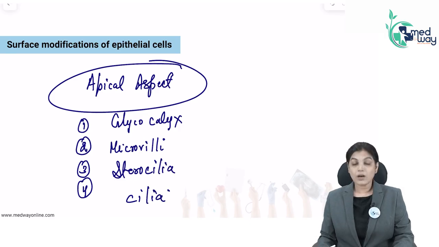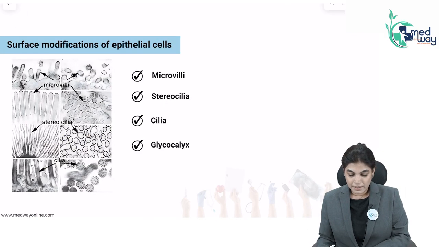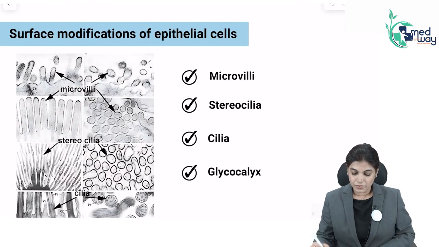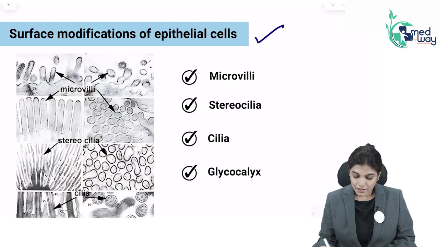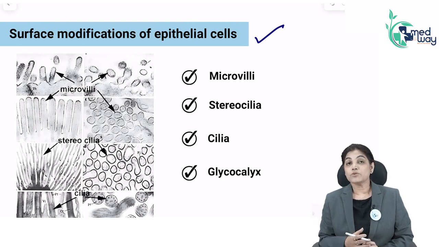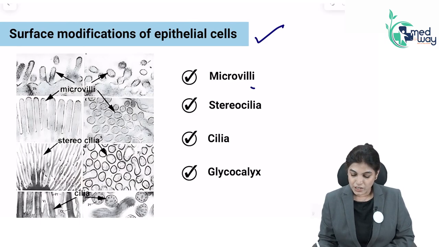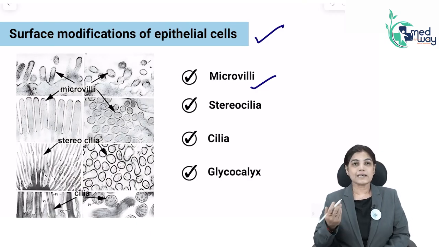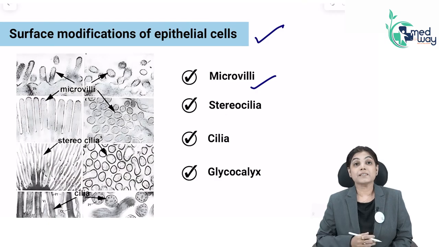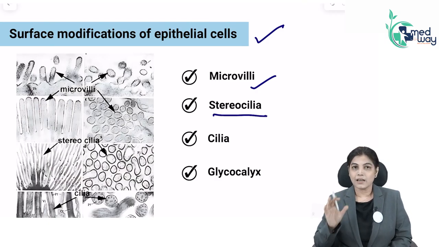Okay, so let's talk about individuals. This is an image which I would like to enlarge. We can see the surface modification of epithelial cells. This is the electron microscopic view, and we can see the minute projections called microvilli. The function of microvilli is increasing absorption, and it is present in the intestinal epithelium. Microvilli are non-motile.